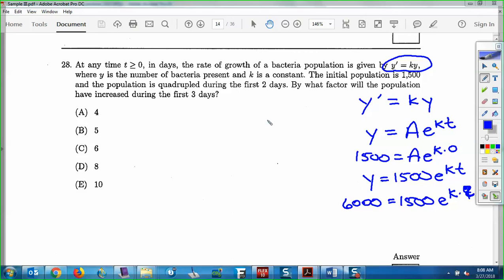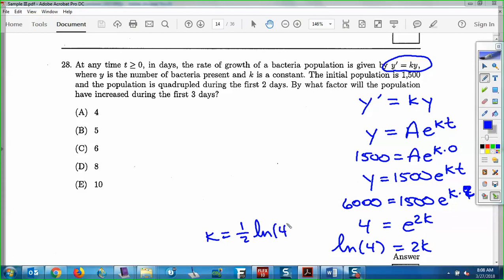Okay, so now this is a no calculator one, isn't it? So you would divide the 1,500 there, that'd be 4. You'd have e to the 2k. Okay, you can take the log of both sides, which you get 2k. So k would equal 1/2 ln 4. Although, like I said, we're going to talk about another way you could have done this one. But so k equals 1/2 ln 4. What's another way to write ln 4?